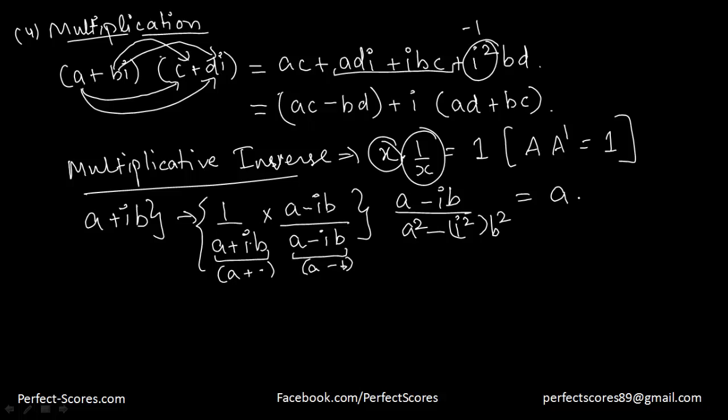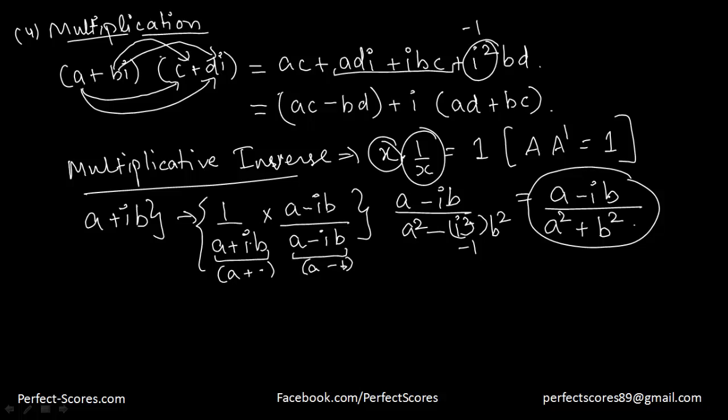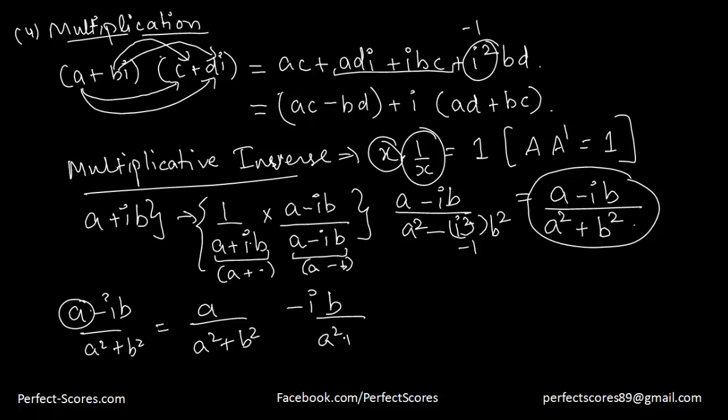So this is going to become a minus ib divided by a square, and i square is actually a negative number, and a negative number into a negative number is going to give you a positive number, and then you have b square over here. Which means if you break this up again, because it's not good to keep a complex number together with a real number, I can say a minus ib over a square plus b square can be written as a divided by a square plus b square, and minus i into b divided by a square plus b square, right? So this is the multiplicative inverse of any complex number.